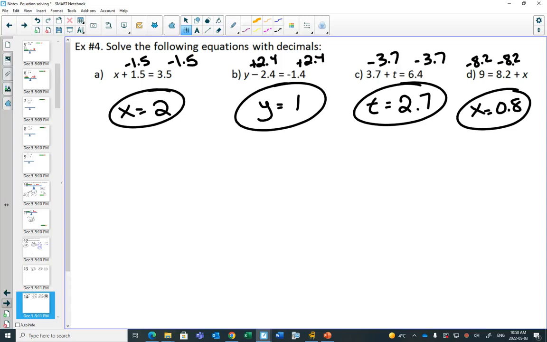So we started off adding and subtracting. Next, we move on to multiplying and dividing. So I'm going to stop this video.